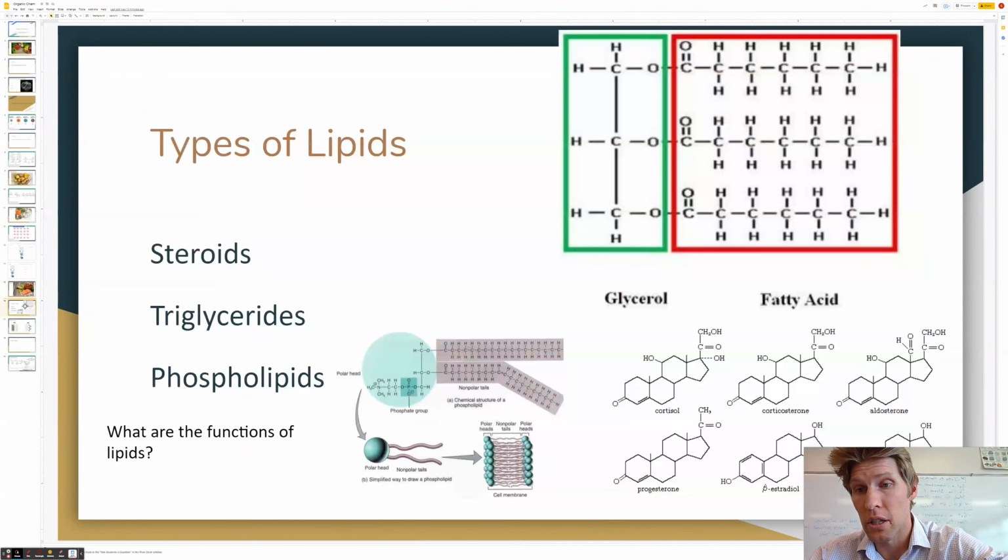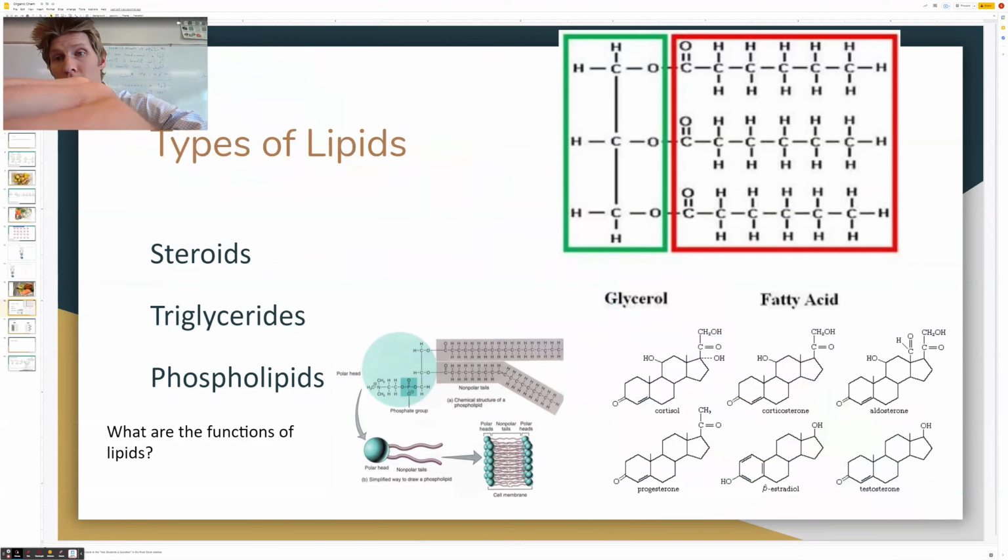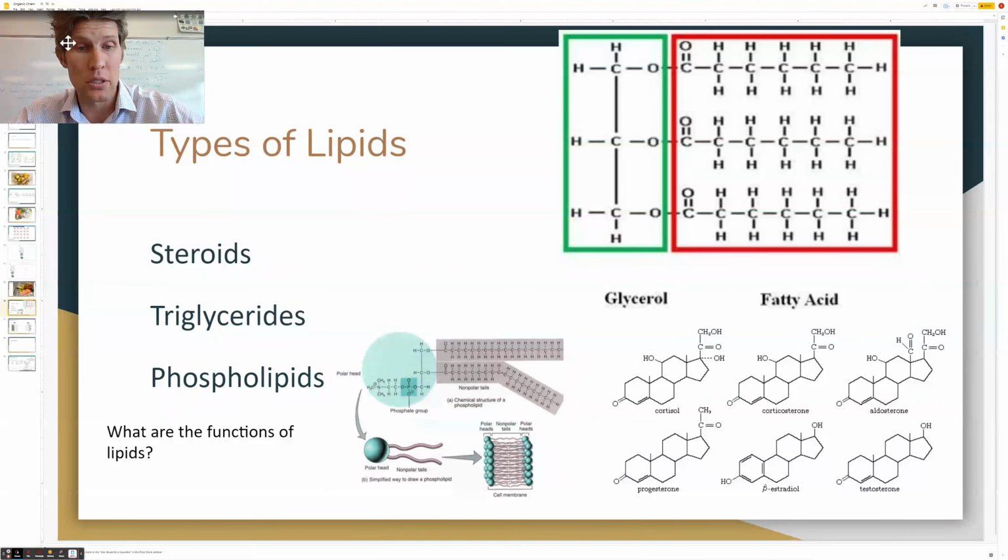So let's look at what the functions are. Now we have three different types of fats we're going to talk about. We're going to talk about steroids first. So let's look at the steroids. So steroids are these ones right here. Steroids have a bad stigma in our society because it's like, oh, sports, people doing steroids. Well, steroids are actually natural chemicals in your body, like testosterone, estrogen, progesterone, cortisol, those types of things.